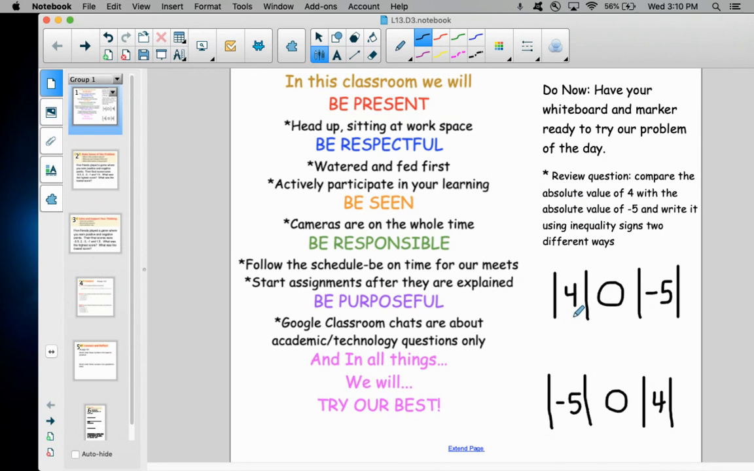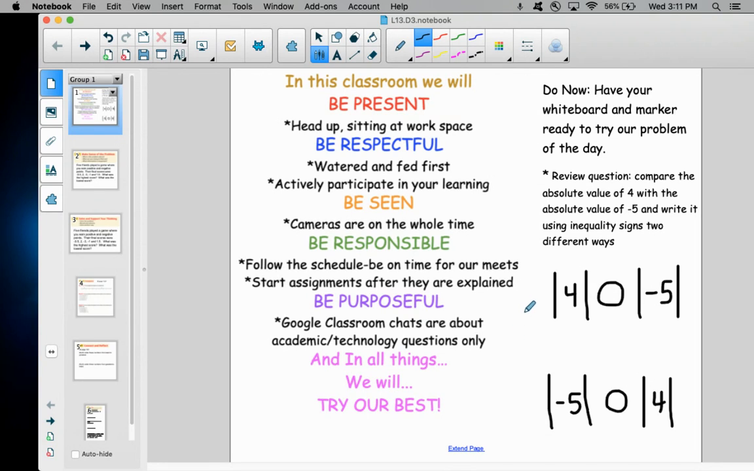So we are comparing the absolute value of positive 4 with the absolute value of negative 5 and writing it using two different formats. And I've set that up for you here. So go ahead and try to figure out which symbol, greater than or less than, goes in each of these. You can pause and then resume.